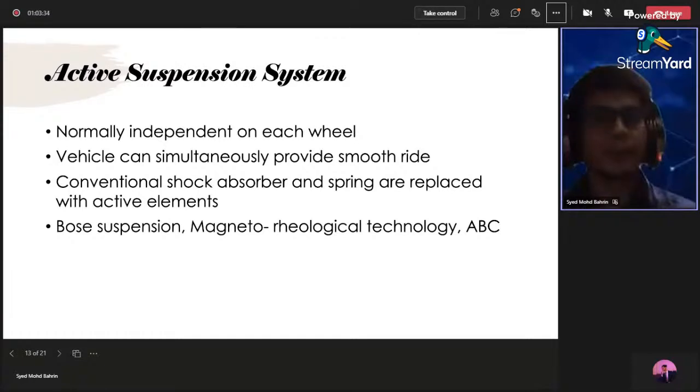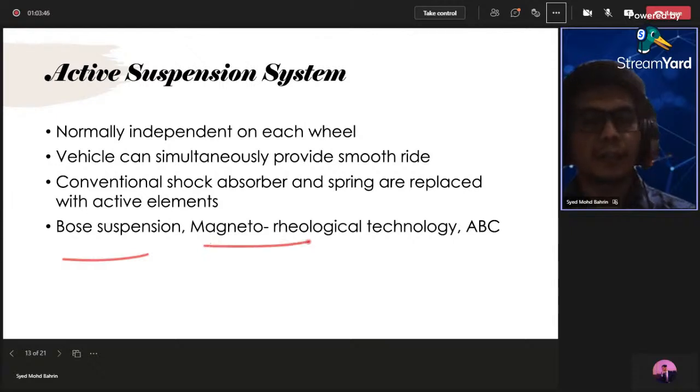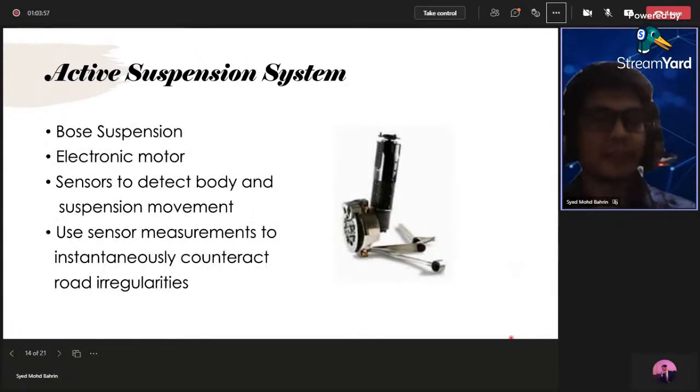Okay, so there are many types of suspension systems, but the ones that I'm going to discuss, the most important or most popular ones, are the Bose suspension, the Magnetorheological, and the ABC, or Active Body Control, which is widely used by Mercedes-Benz nowadays. Okay, right. So the first one is the Bose suspension. This one was invented by a professor at MIT. If I'm not mistaken, his name is Amar Bose.